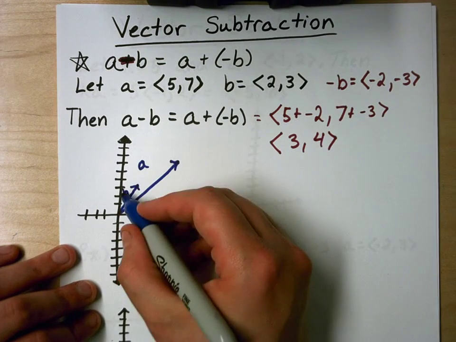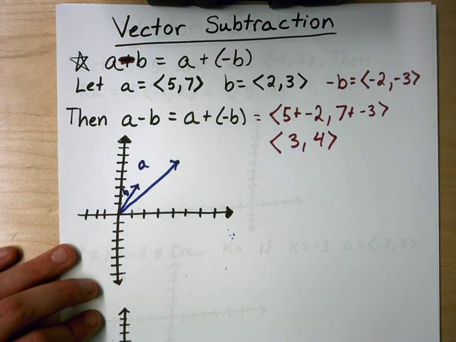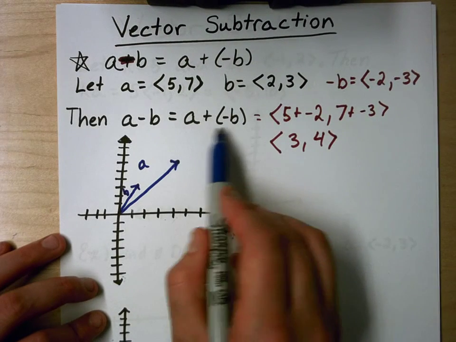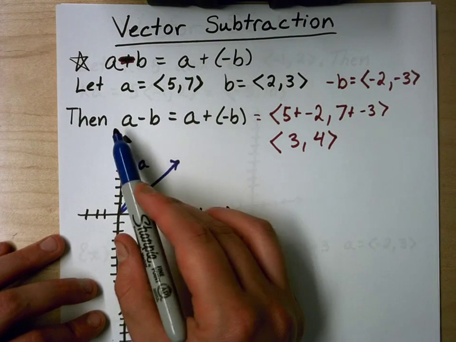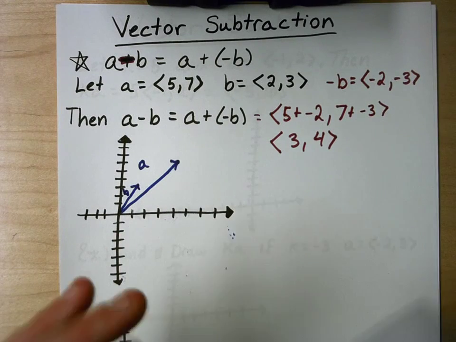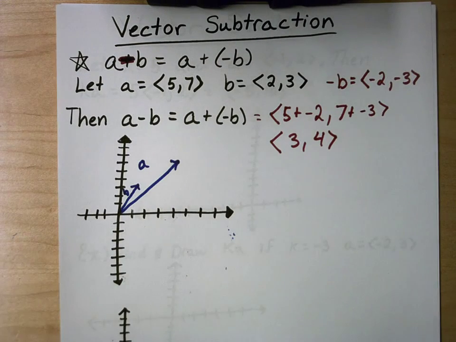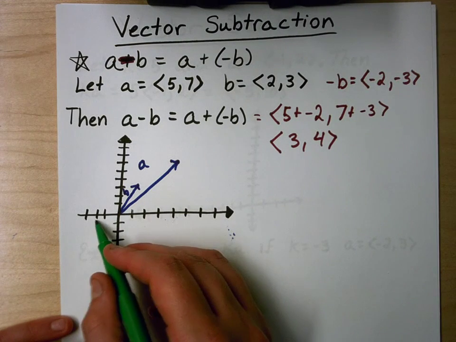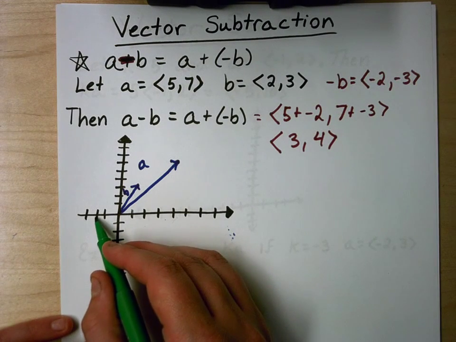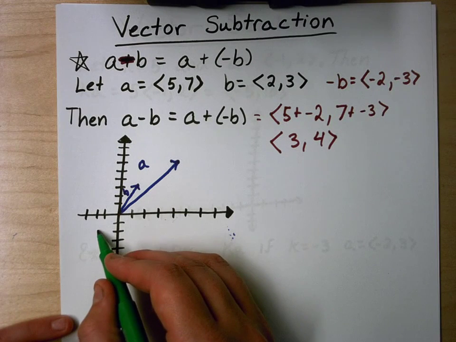Sorry, guys. Okay. But now, I'm not adding A to B. I'm adding A to negative B, or subtracting B from A. So in green, let me go ahead and draw what negative B would look like. Negative B is going to go negative 2. Negative means I'm going to the left. And then negative 3 means I'm going down.